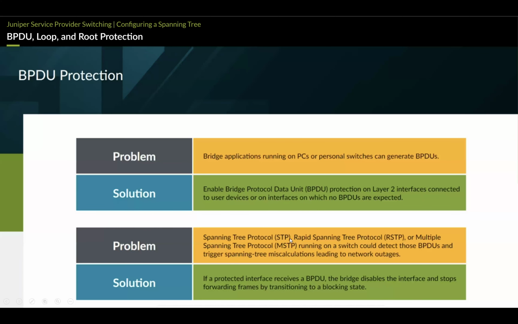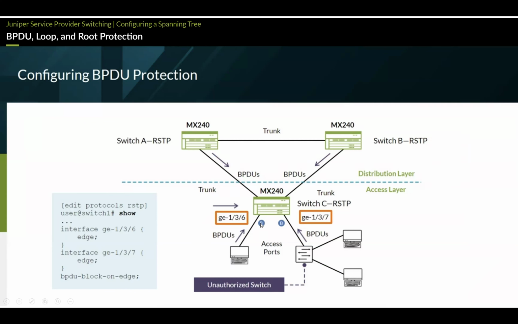Another is spanning tree protocol, which can be STP or RSTP or MSTP. It could detect those BPDUs and trigger spanning tree miscalculation leading to network outages. It can happen within a very short time if your link interruption is very brief, creating a loop. So by configuring BPDU protection, you can configure your interface to protect against the BPDU.